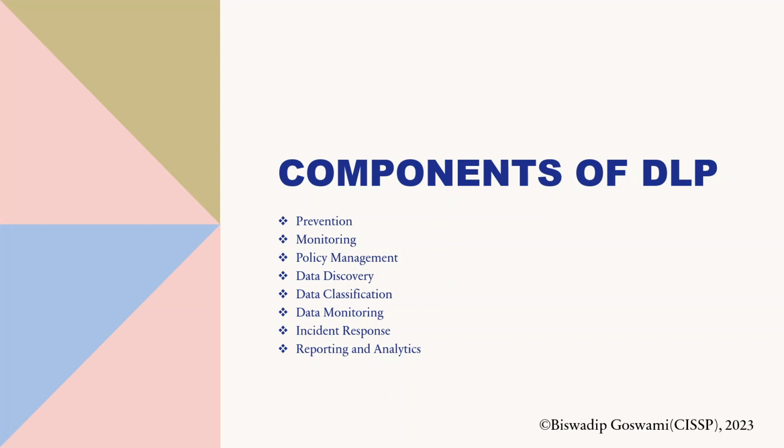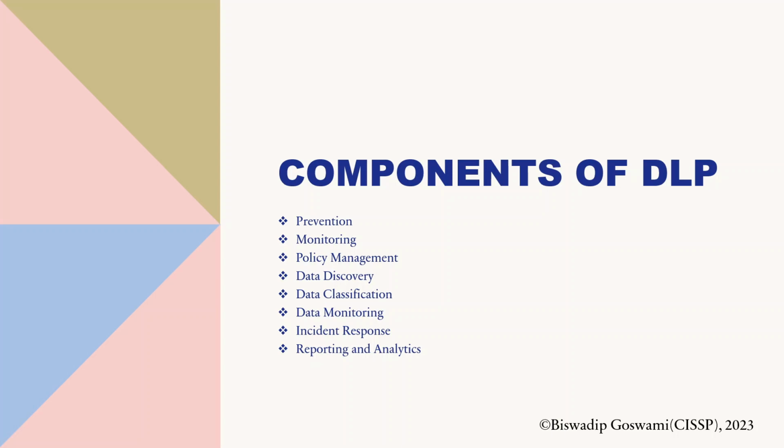Policies can be based on specific data types such as credit card numbers or social security numbers, or can be more general, such as policies for protecting confidential business information. Data discovery: this component involves scanning the organization's network and systems to identify where sensitive data is located. This can include scanning databases, file servers, and endpoints to identify data at rest, as well as monitoring network traffic to identify data in motion.